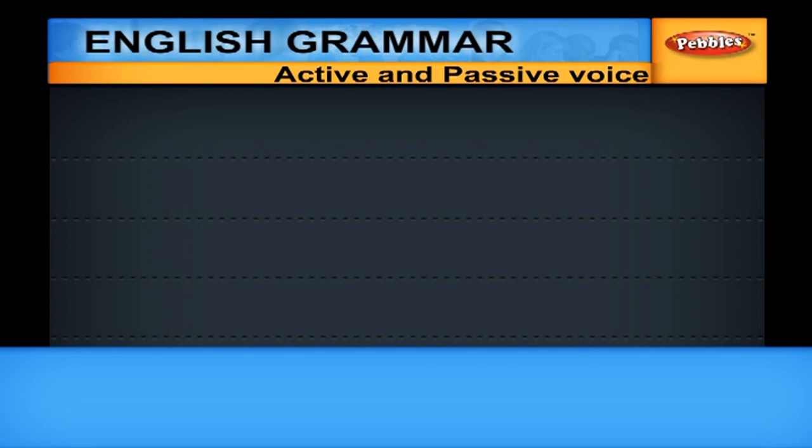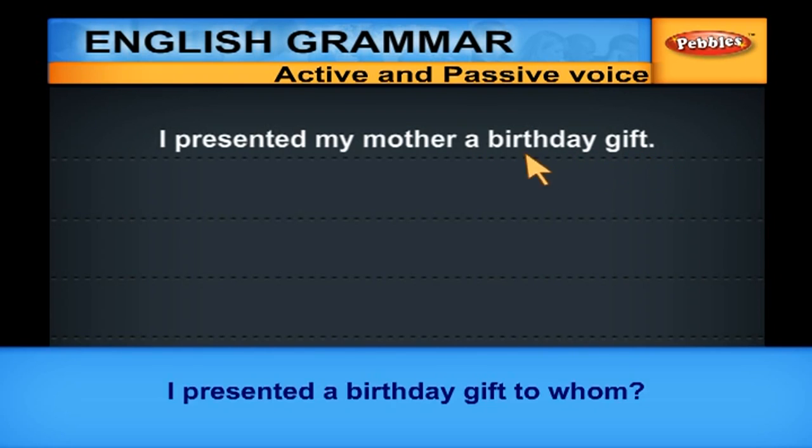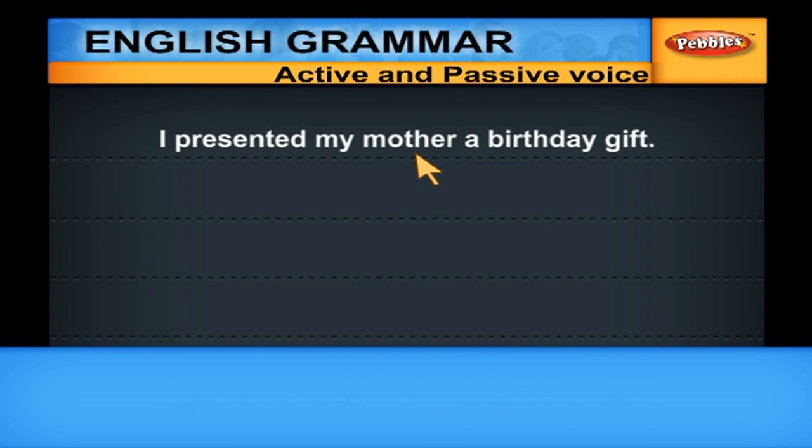Let me give you another example for better understanding. I presented my mother a birthday gift. I presented what? Yes, a birthday gift. I presented a birthday gift to whom? My mother. So, you have two objects here, my mother and a birthday gift. When you have two objects, you can generate two passive voice sentences.